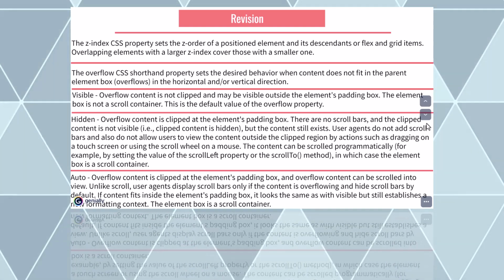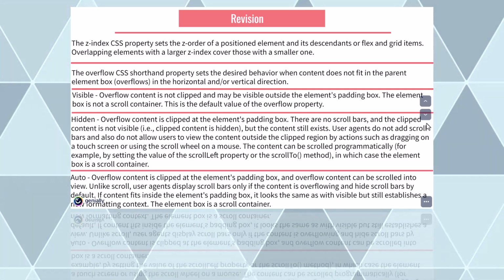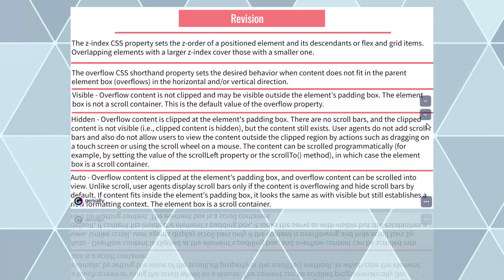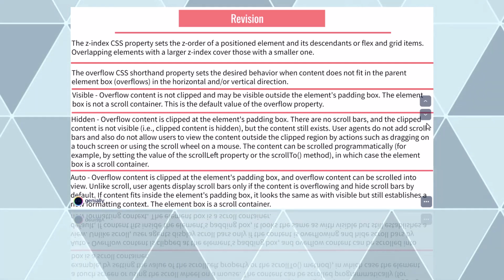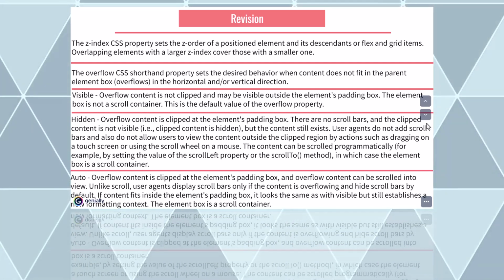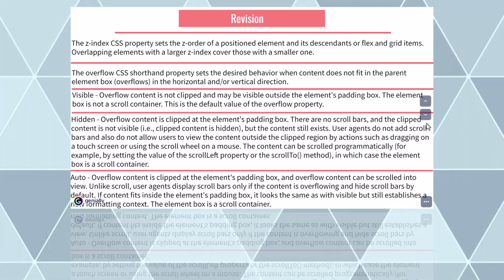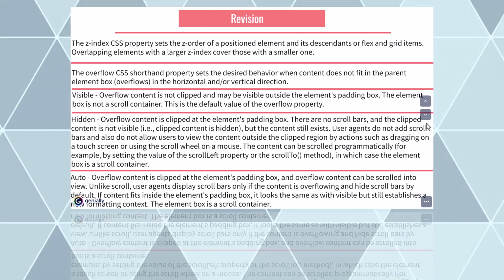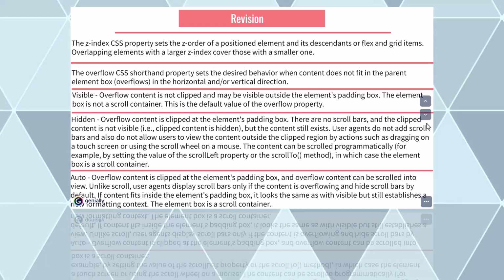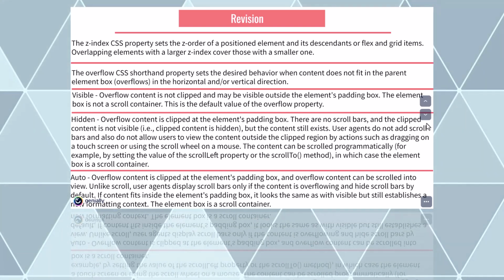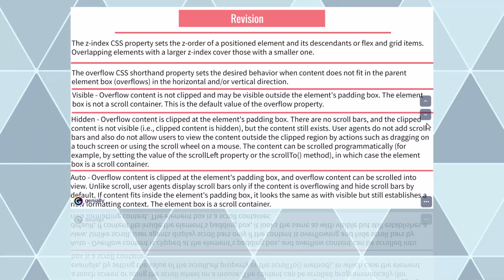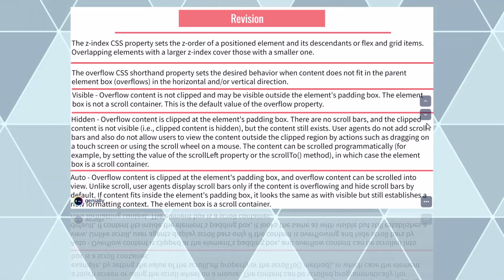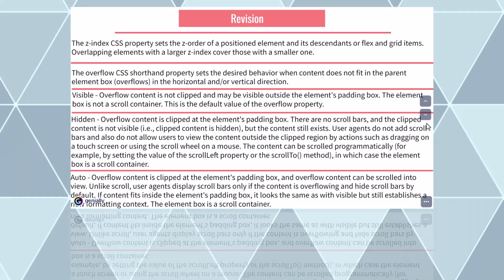Hidden: overflow content is clipped at the element's padding box. There are no scroll bars and the clipped content is not visible, i.e. clipped content is hidden, but the content still exists. User agents do not add scroll bars and also do not allow users to view the content outside the clipped region by actions such as dragging on a touch screen or using the scroll wheel on a mouse.